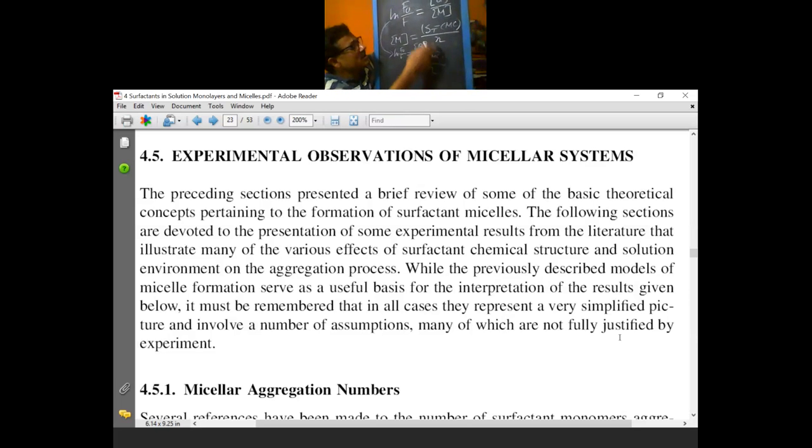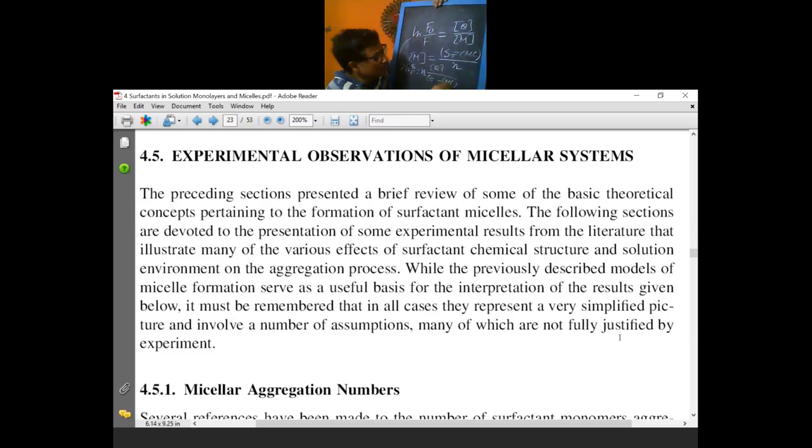Right? So this N will come over here. So I can put this N over here. So ln F0 by F equals N into quencher concentration by total surfactant concentration minus CMC. Now if the CMC value is very low, then you can ignore it. Now how do we need to do? We need to keep the surfactant concentration at least 10 times higher than its critical micelle concentration.